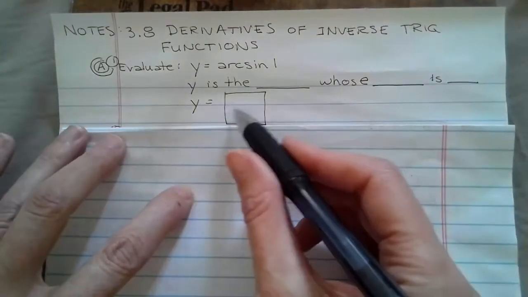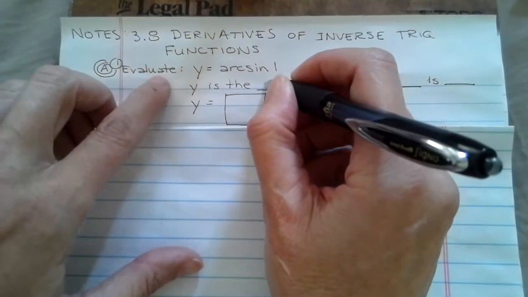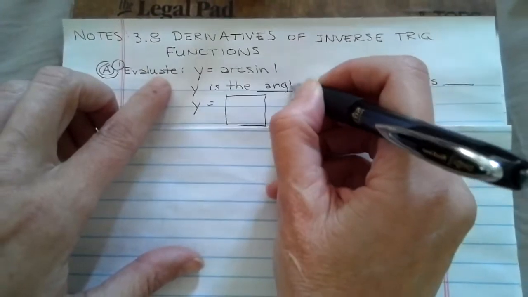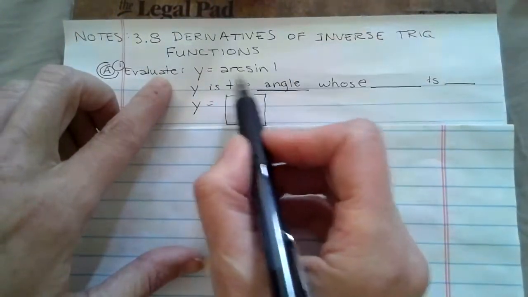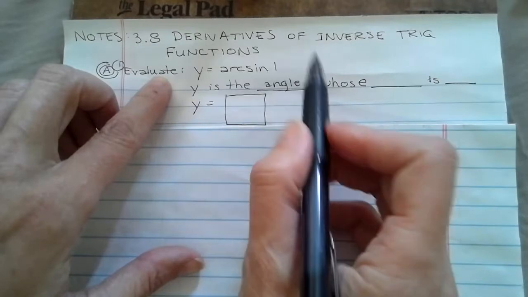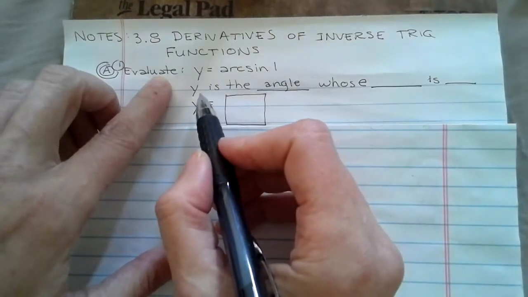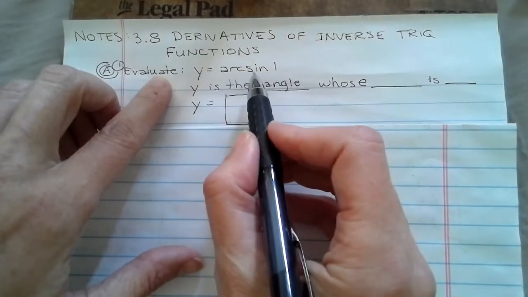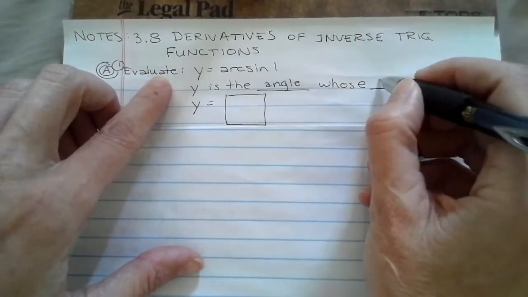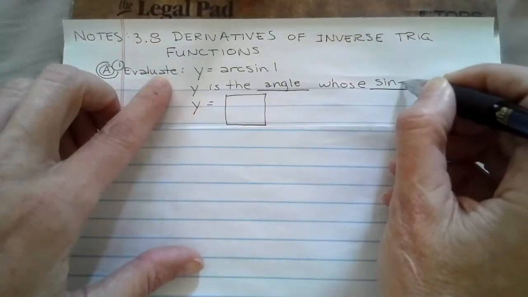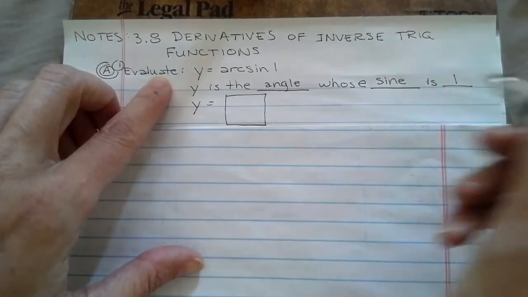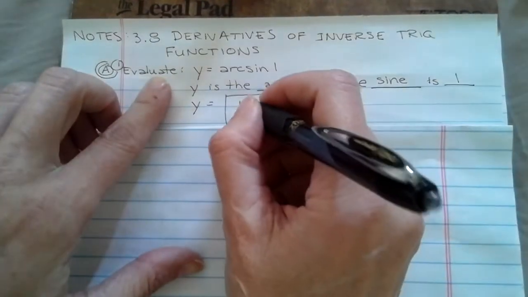Okay, so y is the angle. That's what this means. And you see arc, that idea that the central angle is the same as the arc length on the unit circle is important. So when you read this, this is y is the angle whose sine is equal to 1. And hopefully we know which angle has a sine of 1.